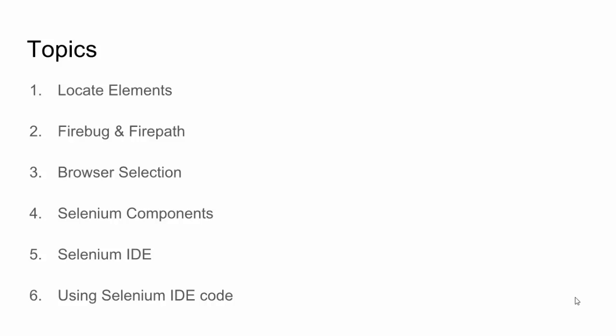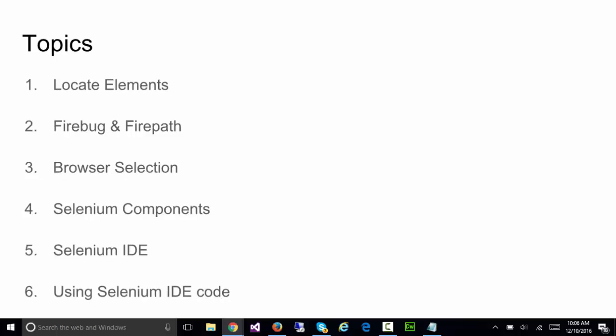Number 5, Selenium IDE is plug and play. Selenium IDE is a record and play tool, which is the easiest one to use and fastest one to get that automation started. So we'll cover that also. Number 6, although Selenium IDE is a record and playback tool, there are some features by which you can generate code in it and use that code in your C# project and run it as Selenium WebDriver. So we'll cover that also.